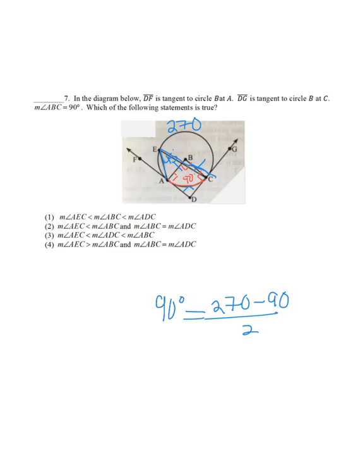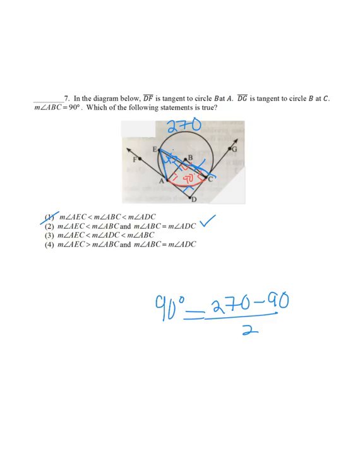So if you look at choice 1, is the measure of angle AEC less than the measure of angle ABC? 45 is less than 90, so that's true. And is that less than the measure of angle ADC? No, these two would be equal, so it can't be choice 1. Measure of angle AEC less than ABC, yes. And is ABC equal to the measure of angle ADC? Yes, that looks correct. But let's check the other ones to make sure.